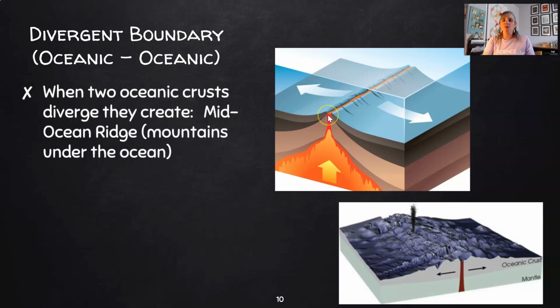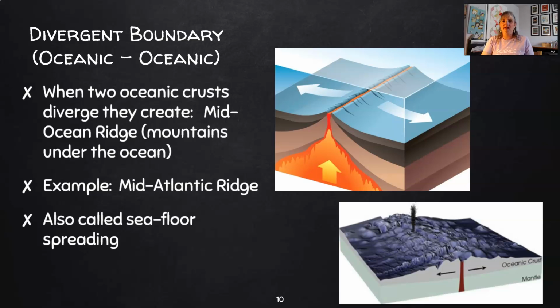pushing these two plates apart, and what happens is these plates form mountains. New crust is coming up and creating mountains. So I know you would think there would be a giant hole in the ocean, but it's actually a giant ridge of mountains. So an example is the Mid-Atlantic Ridge in the Atlantic Ocean. There's a divergent boundary that pretty much runs up the entire Atlantic Ocean, and we get this huge underwater mountain chain called the Mid-Atlantic Ridge.